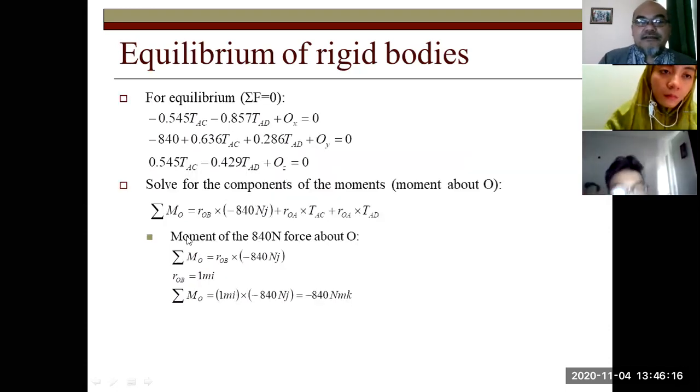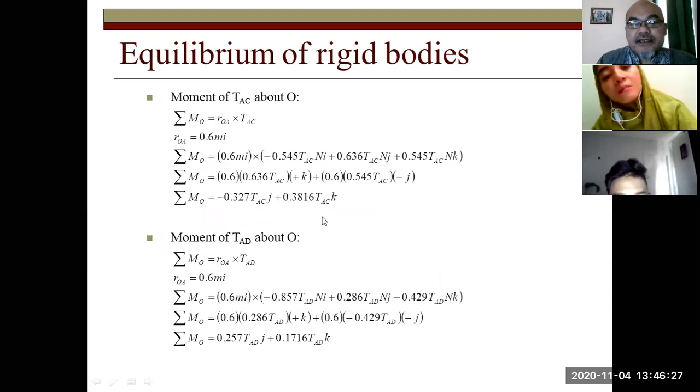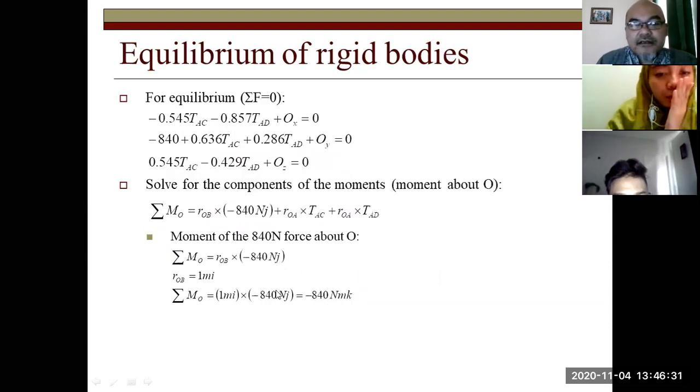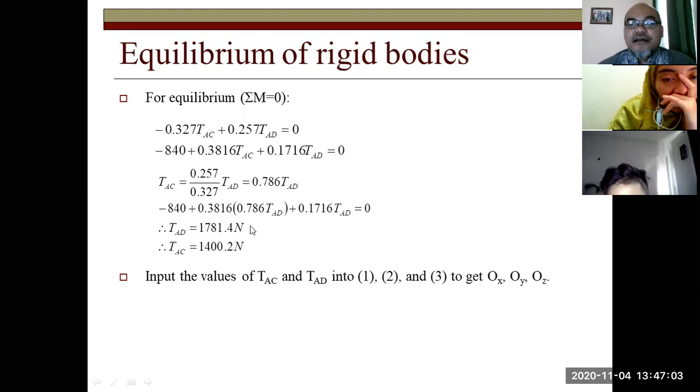Then using this formula, sigma moment about point O should be 0. Each one has J and K component. The moment about point O due to the 840 Newton only has K component. So the J component will be minus 0.327 TAC plus 0.257 TAD equal to 0. The K component is this one, from the moment due to the vertically downward external force. From these two, there are two unknowns, TAC and TAD, and there are two equations, so we can obtain both TAD and TAC. Having known this, we can insert this into the previous equation.